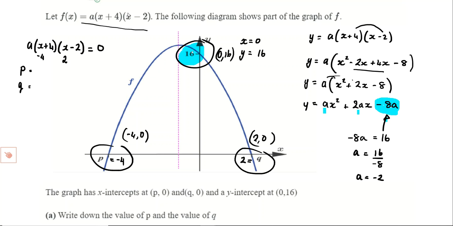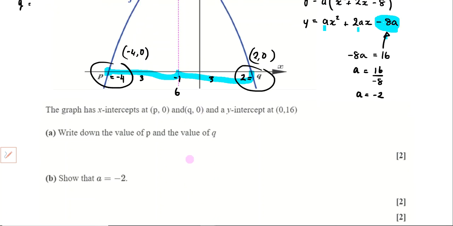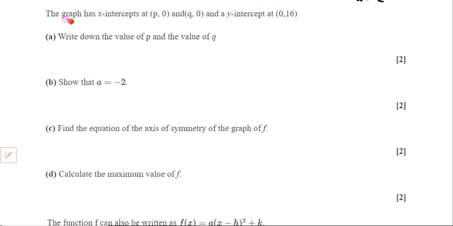There is another way, though, which is that the axis of symmetry has to be halfway between negative 4 and 2. So how would I do that? Negative 4 to 2 is a difference of 6. So split that in half. That's got to be 3 and 3. So what's 3 away from negative 4? Negative 1. So you can put it in the graph, or you can do it that way. So the equation of the axis of symmetry must be x equals negative 1.